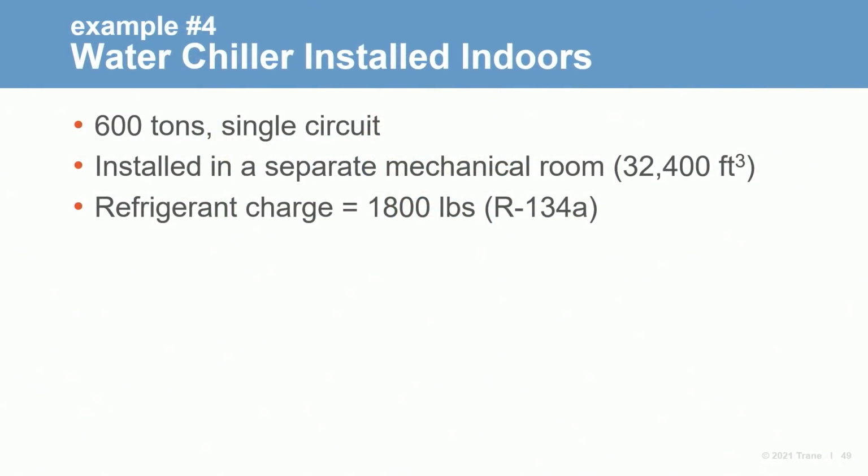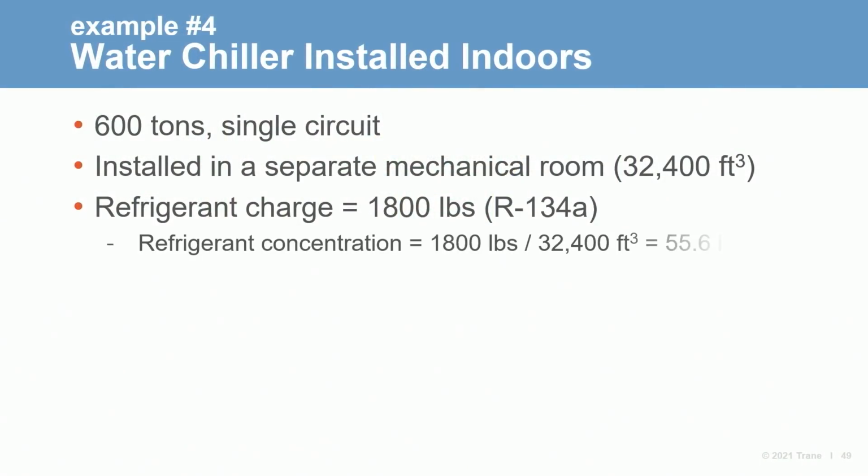For our last example, we have a 600-ton chiller located in a separate mechanical space. The chiller is comprised of a single refrigeration circuit containing 1,800 pounds of Group A1 R134A refrigerant. The space volume is 32,400 cubic feet. Since the entire refrigerant system is housed indoors and a leak would be exposed to the occupants, this room could be considered a high probability occupied space.